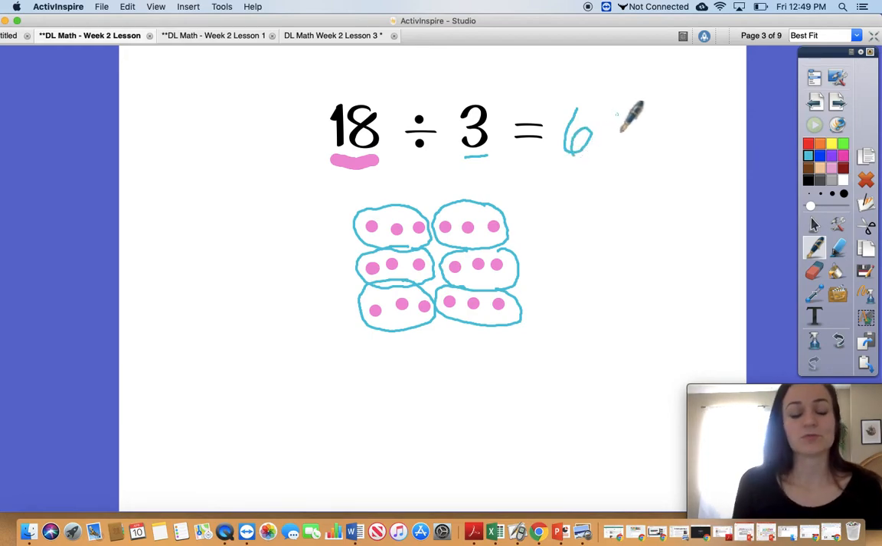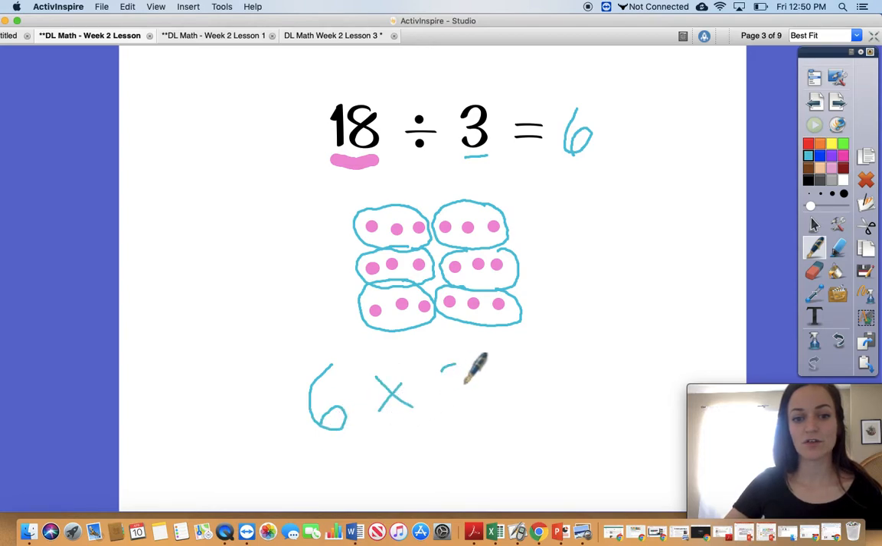Now, what's really cool about multiplication and division is they undo each other. So remember that 18 is our total. That's how many dots we had, okay? We could also write this equation. We could flip it around into a multiplication equation. And we could write 6 groups of 3 equals 18. I used the same 3 numbers, 18, 3, and 6, but I wrote it in a multiplication equation.